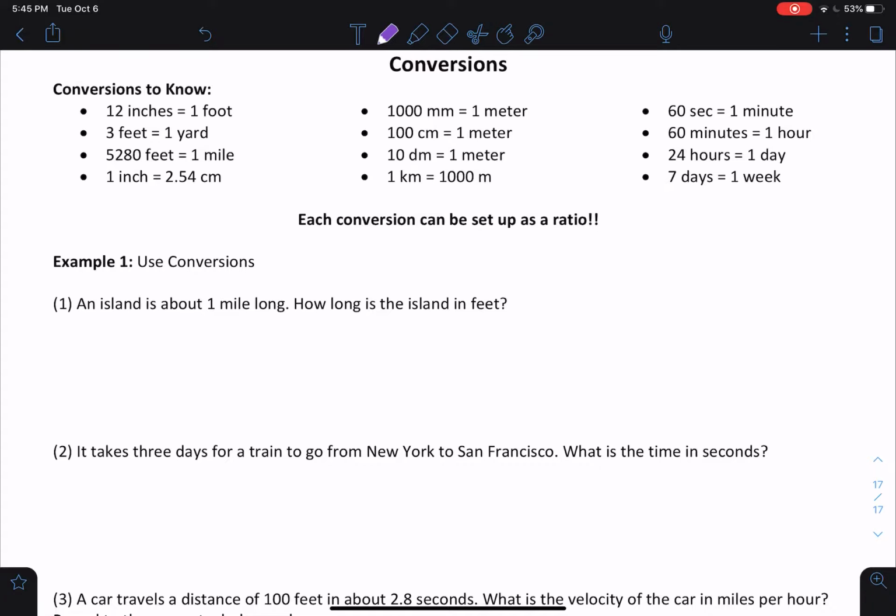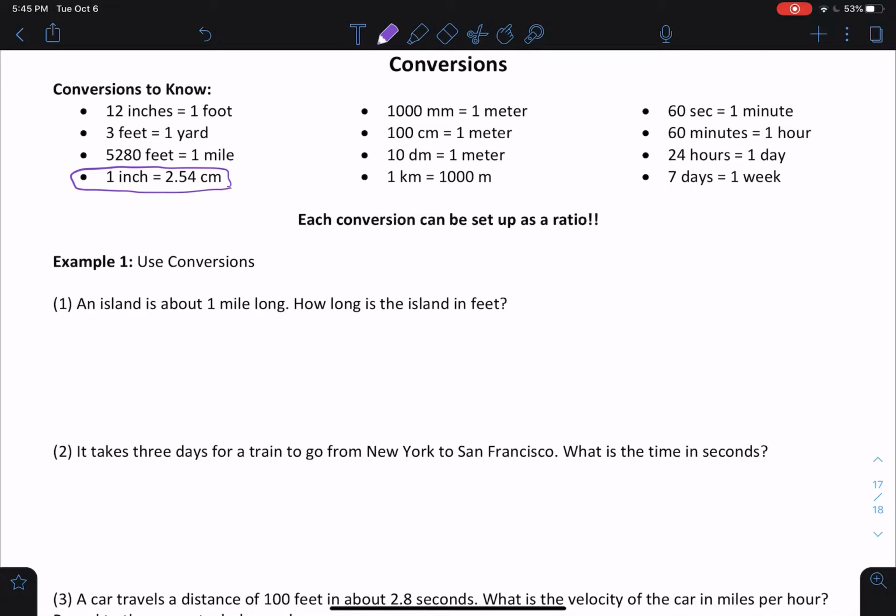So inches, feet, and miles. This last conversion is important because that's how we convert from the American system to the metric system. Okay, this middle column deals with the metric system, which the rest of the world uses. Okay, and then the last column is kind of time: seconds, days, weeks, so on and so forth.